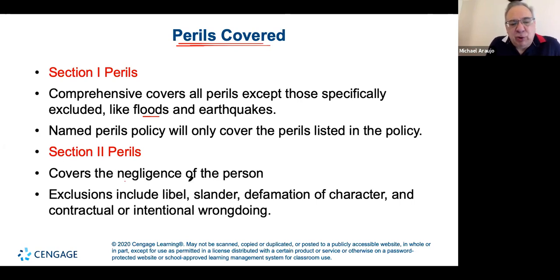The same is true for liability and negligence. There are many perils that are not covered, like libel, slander, defamation of character, and intentional wrongdoing. Okay. So those will be, again, something that you need other coverage for.